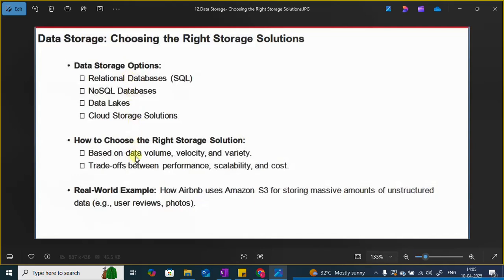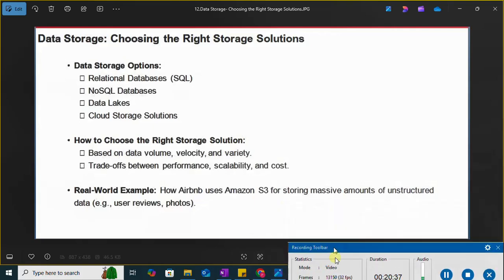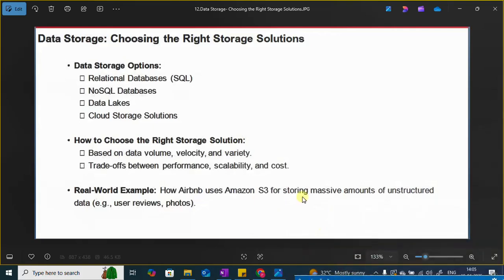Now, how to choose the right storage solution based on the data volume, velocity, and variety. There is a trade-off between performance, scalability, and cost, because everything matters. Whenever we plan to choose any product, we are not looking only at performance. There should be a trade-off between performance, scalability, and cost.